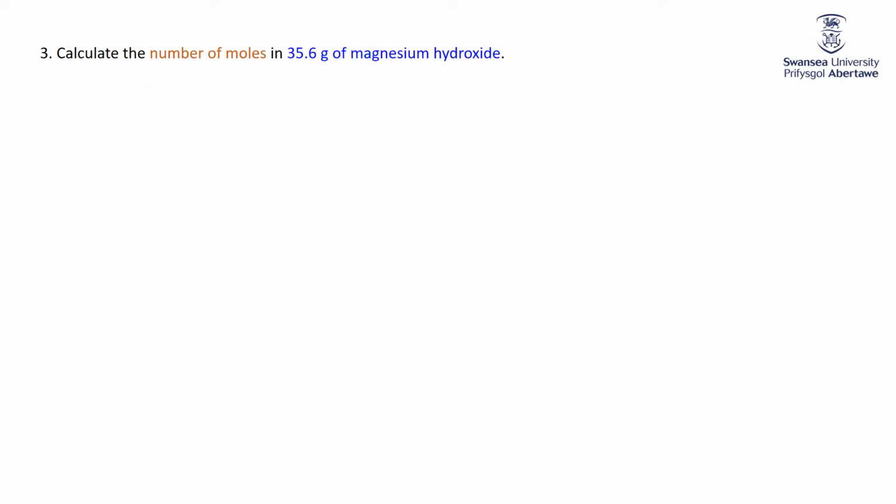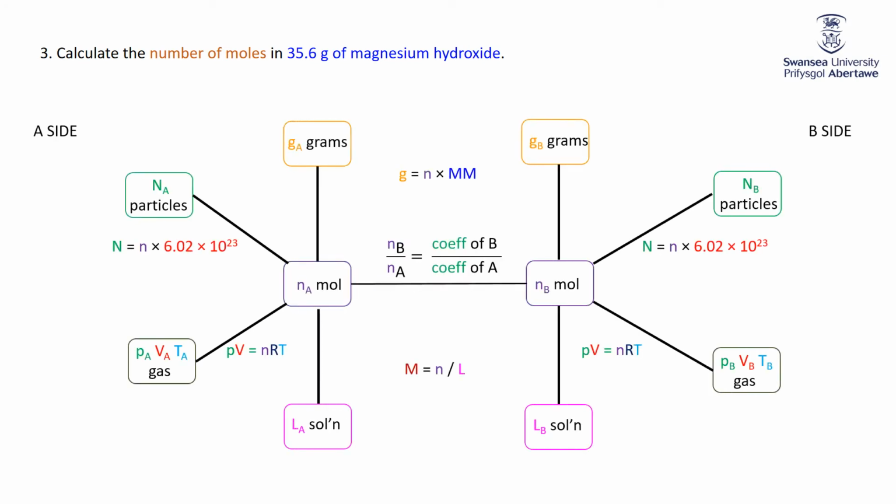Similar situation here, except we're going to take it a little bit further. Number of moles in 35.6 grams of magnesium hydroxide. So let's look at our roadmap. We see that we're dealing with magnesium hydroxide, and it's Mg(OH)2. If you just say MgOH, you're going to get a wrong molar mass, and if you get a wrong molar mass, you'll get the question wrong. So anyway, we've got Mg(OH)2, magnesium hydroxide, in our question.